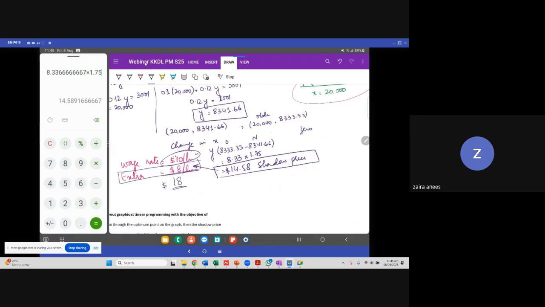But if you compare 14.5 with 18, in that case, you will make a wrong decision because 18 is higher than 14. So you'll say no, cost is higher. We will not accept the offer. So technically, it should be compared with 8, and it should not be compared with the total contribution, right?